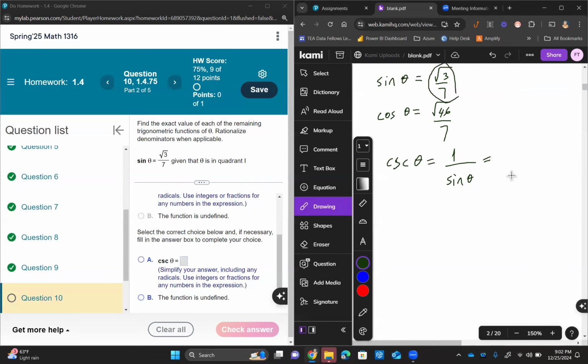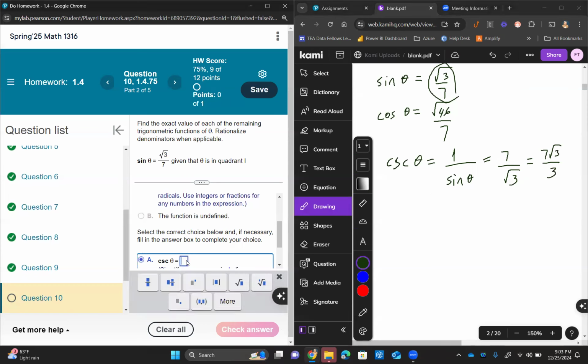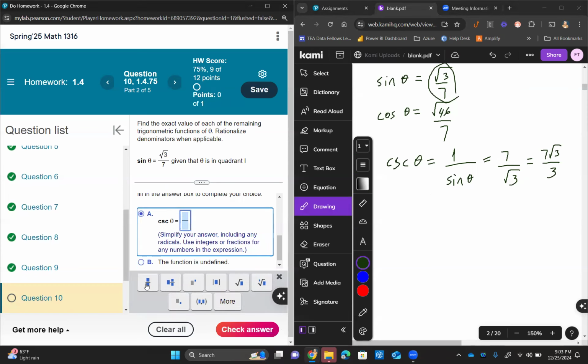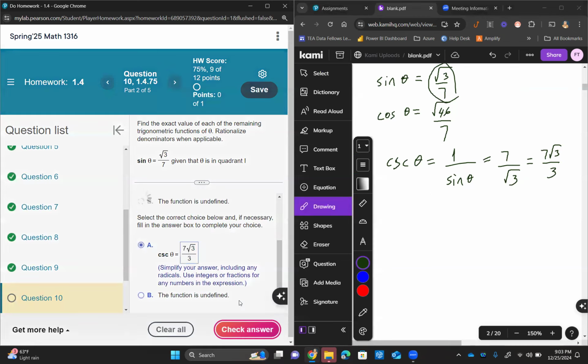So this is the sine value. When I get the reciprocal of this fraction, I get 7/3, which I need to rationalize, and it becomes 7√3/3. That's what I need. Remember, everything is positive in the first quadrant. So here, the numerator is going to be 7√3, and then the denominator is just a 3. And we're going to check our answer.